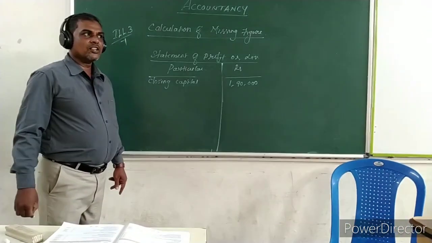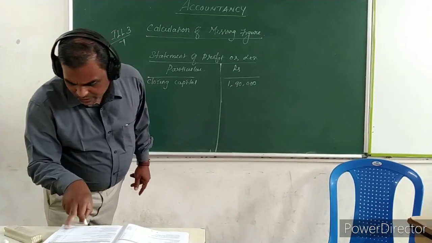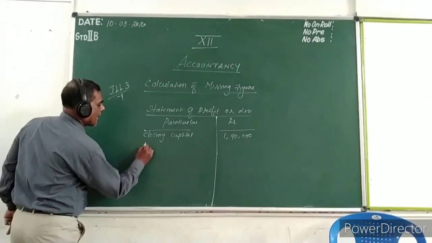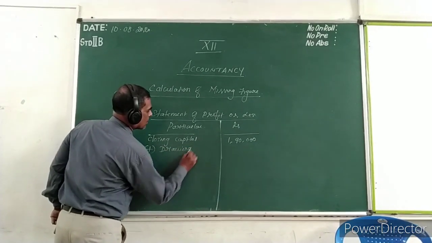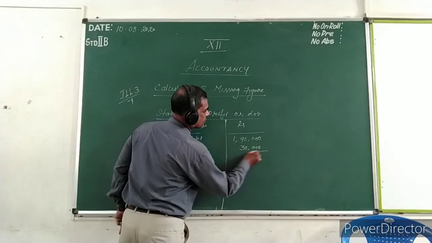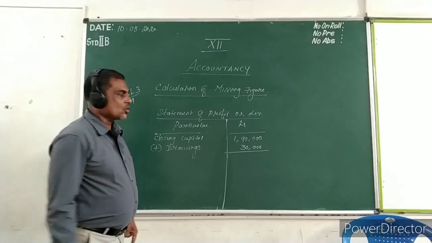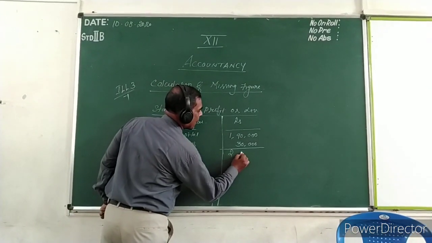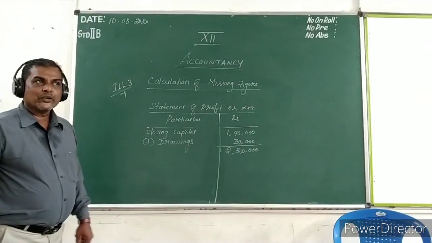What is the next item as per the format? Add drawings. Here the drawings amount is rupees 30,000. So add drawings rupees 30,000. With 1,90,000 we have to add 30,000. We will get 2,20,000.